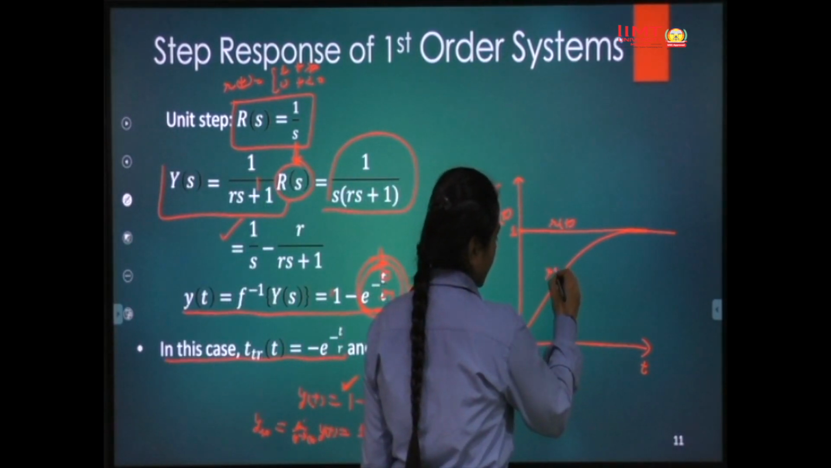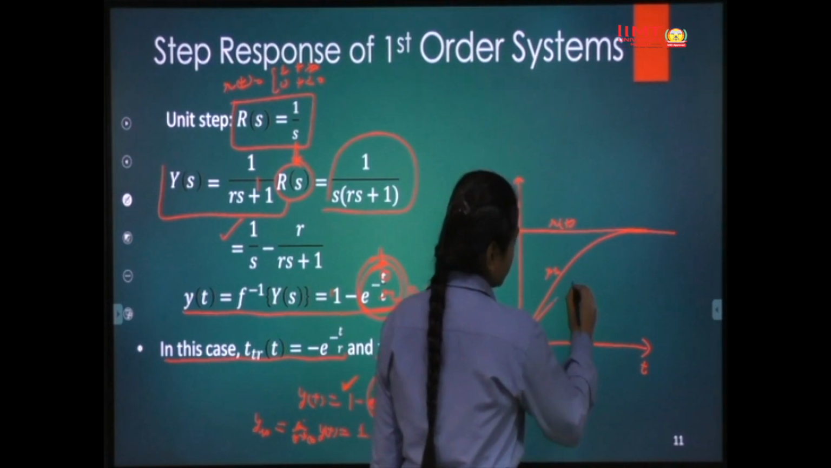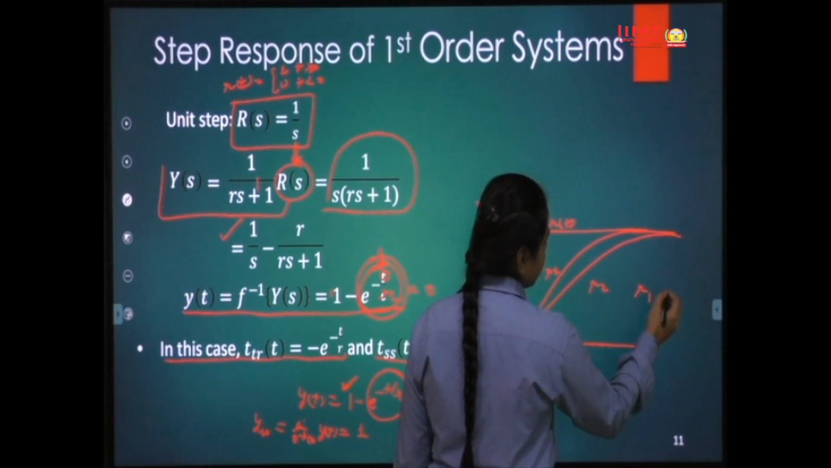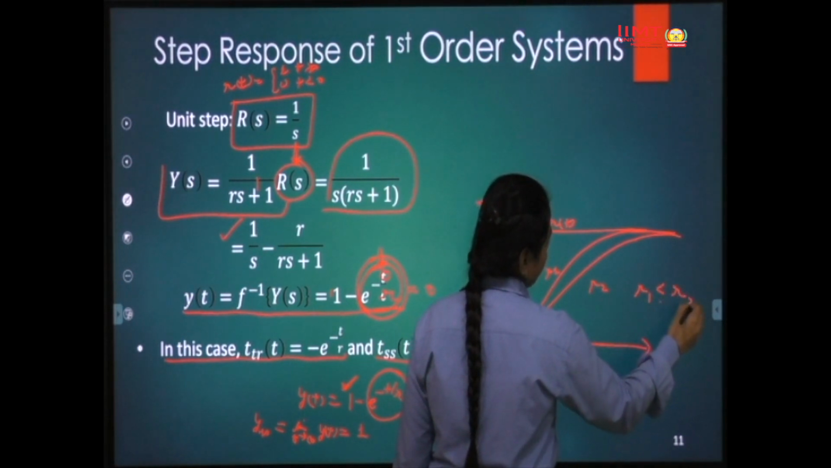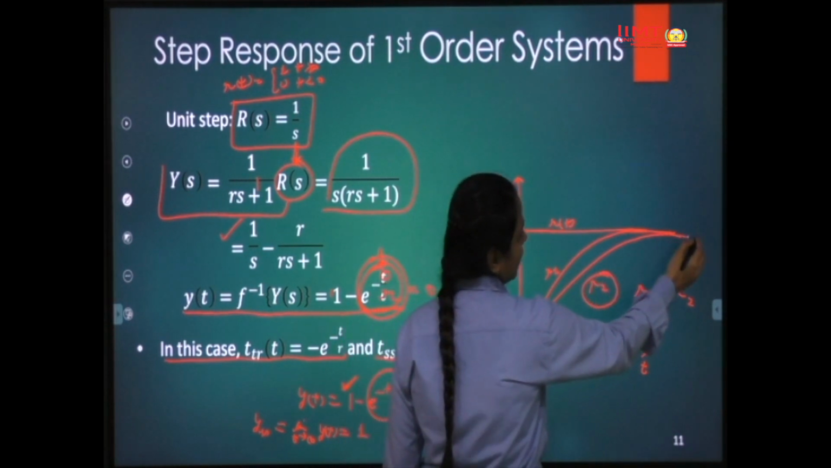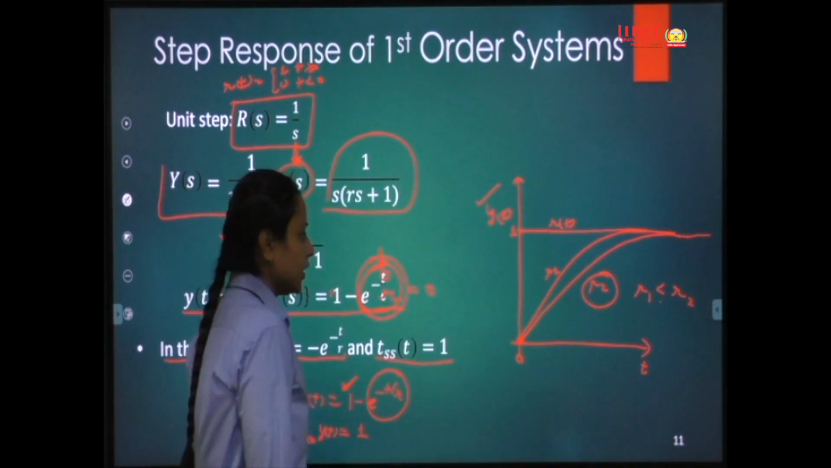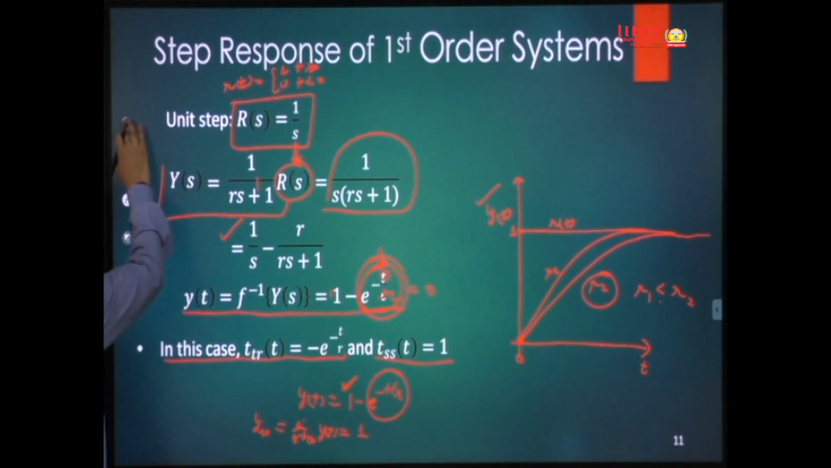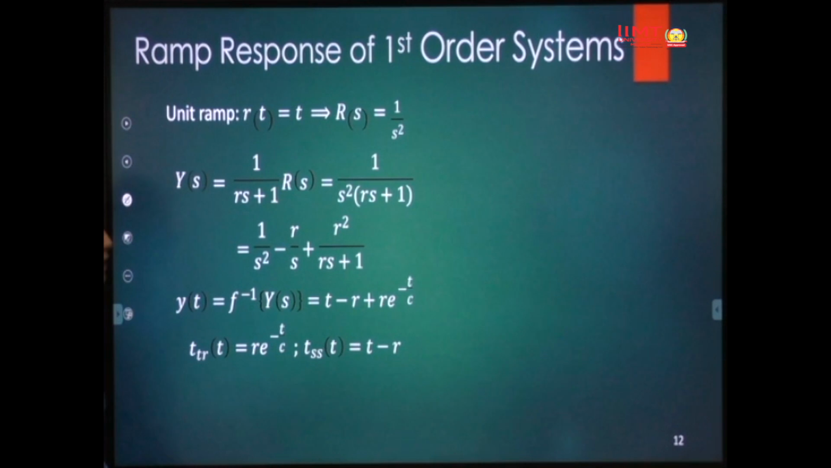So say this is for R1 and this is for R2, where R1 is less than R2. So if we increase the time constant, we get a slower response. Okay, so let's see the next response. Next is the ramp input.